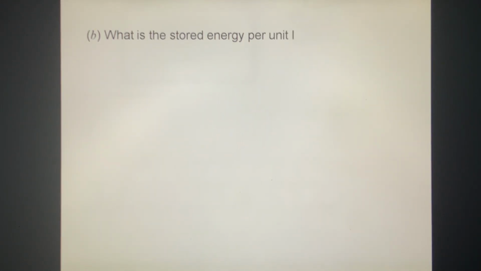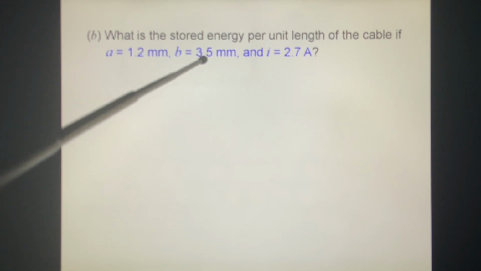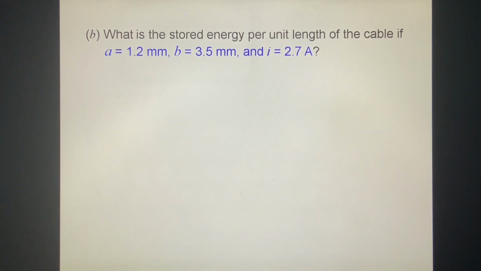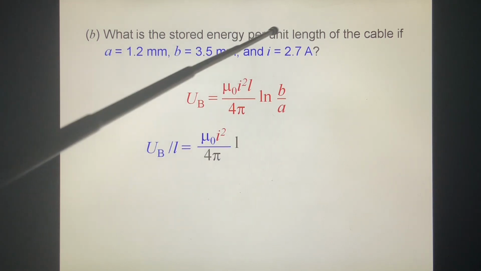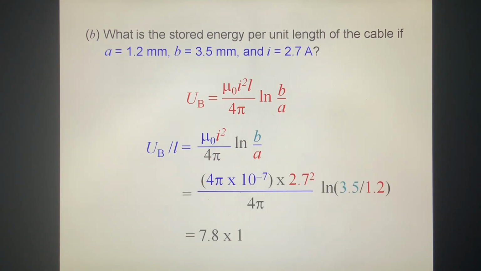Question B. What is the stored energy per unit length of the cable if a is 1.2 millimeter, b is 3.5 millimeter, and I is 2.7 ampere? We just put the numbers inside, very simple. Per unit length, we take the L out. The energy stored per unit length is equal to mu 0 I squared over 4 pi, log b over a, over 8. We put the numbers inside and get the answer: about 780 nanojoule per meter.